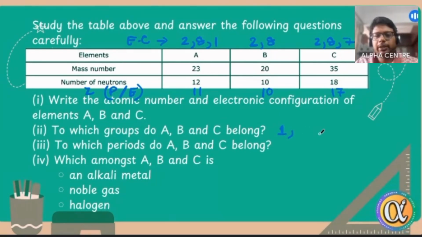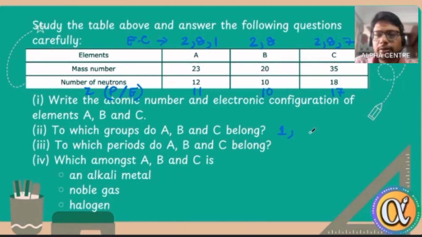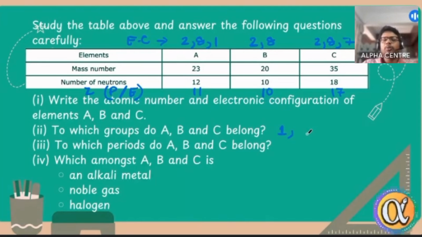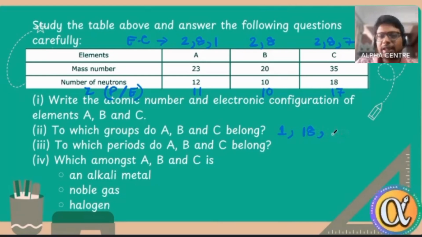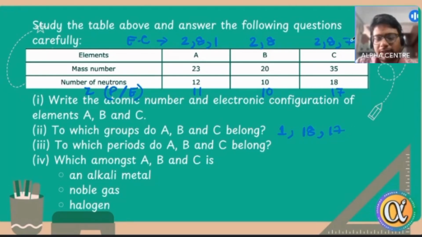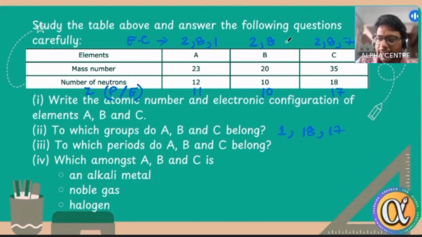Okay, B is a noble gas. So what is that group number? Group 18. And C is a halogen, group 17. So if it has 7 valence electrons, group 17. 8 valence electrons, group 18. 1 valence electron, group 1. Like that, you need to answer.